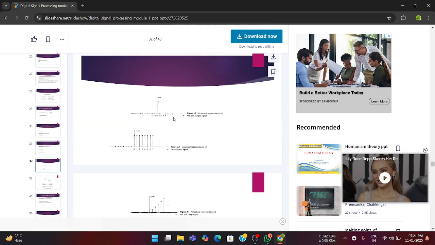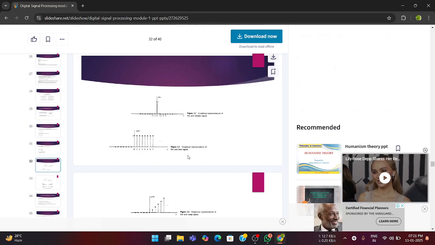This is the graphical representation of a unit sample signal, that is at n equal to 0 the value is 1, and except at n equal to 0, for all the values it is 0. This is the basic unit sample signal, and this is the unit step signal. As I've told you, for all values of n greater than or equal to 0 it is 1, and for all values of n less than 0 it is 0.